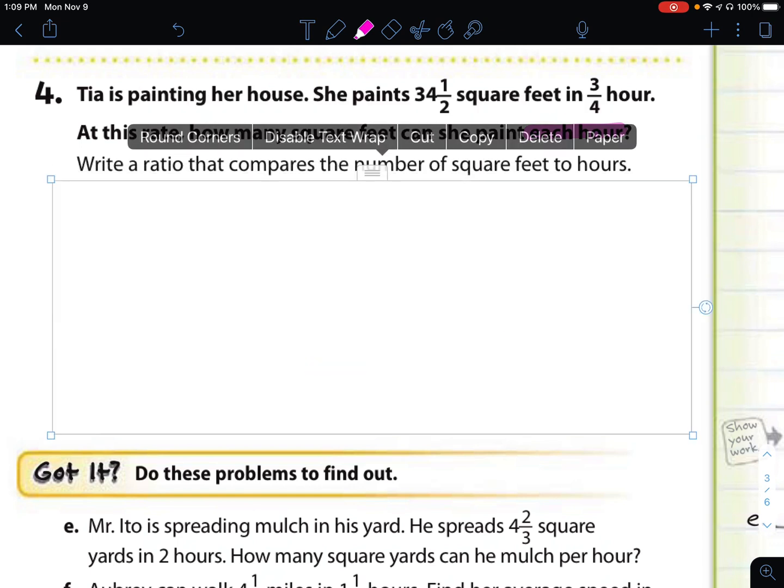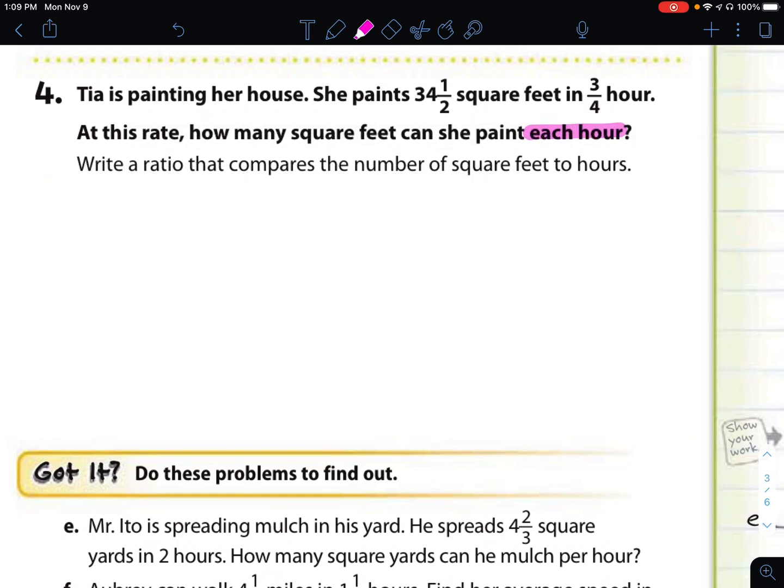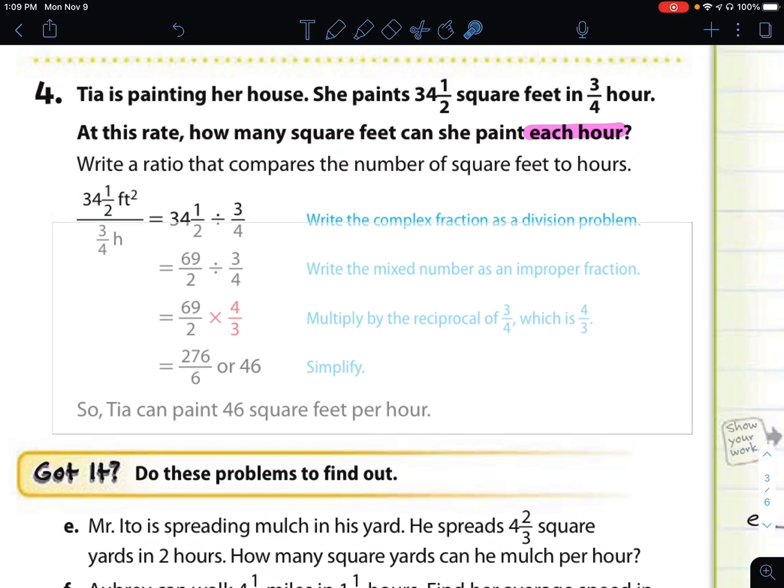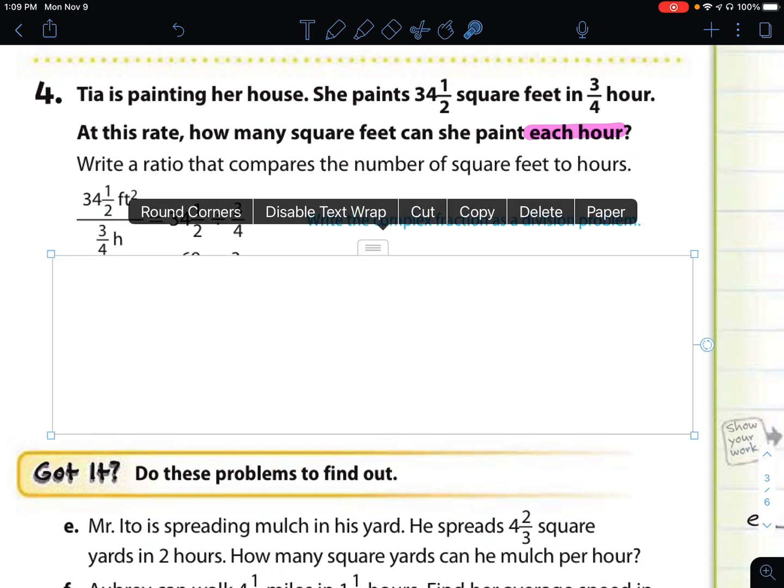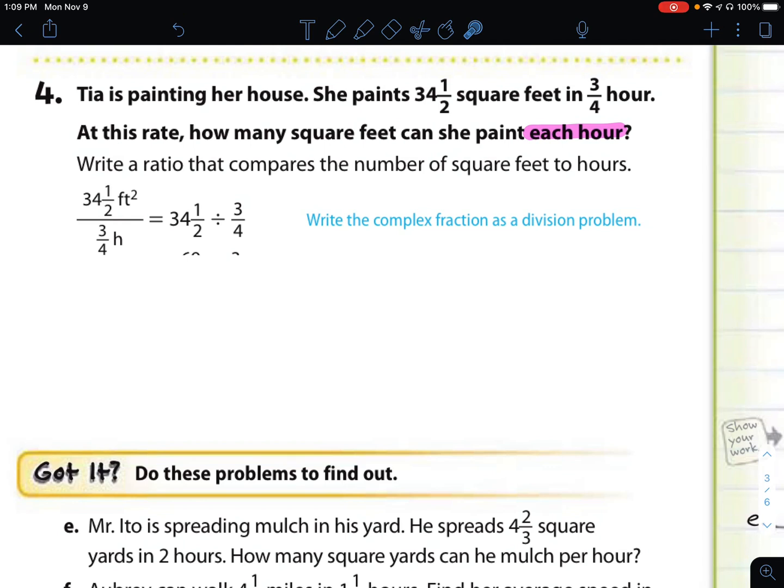We first write a ratio that compares the number of square feet to hours. So that means we are getting 34 1/2 over 3/4. That will be our ratio right here. There you go, that's our ratio: 34 1/2 square feet over 3/4 of an hour. We convert our main fraction bar into the division sign. So this becomes 34 1/2 divided by 3/4.